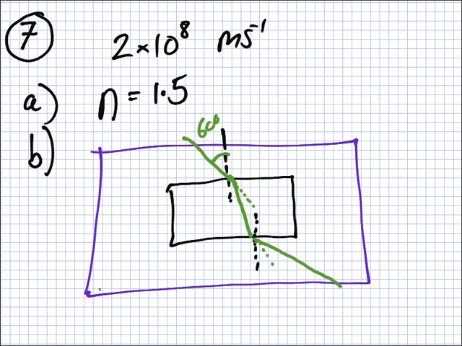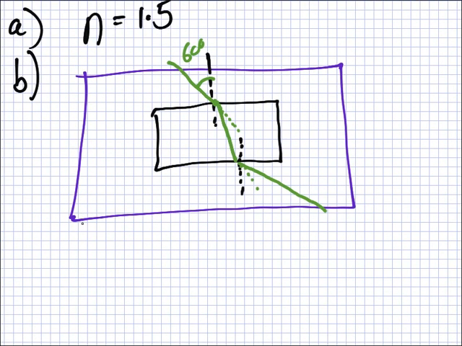Sorry about that. What's the next thing they ask? Determine the angle to the normal of the beam of light after it has entered the glass. Is this C? Part C? Yeah, Part B2.